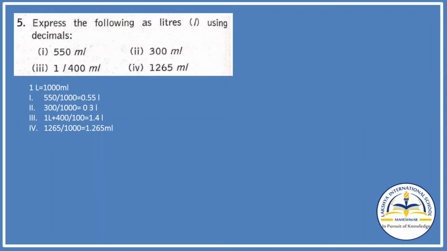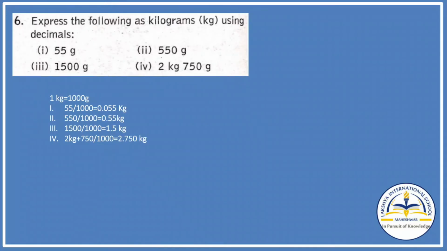Now question number 5, express the following as liters in decimals. Now the values are given in milliliters. So as we know, 1 liter is 1000 milliliter, it means we have to divide the given value by 1000. So first question, 550 divided by 1000, it means 0.55 liter. 300 divided by 1000, it means 0.3 liter. 1 liter 400 milliliter, so we have to divide 400 by 1000, it means 1.4 liter will be the answer. Now 1265 milliliter by 1000 equals 1.265 liter will be the answer.